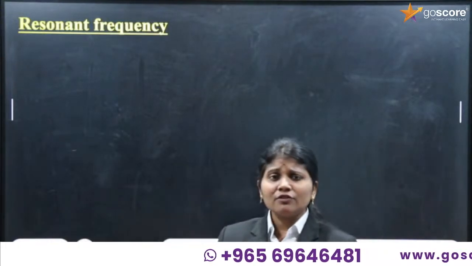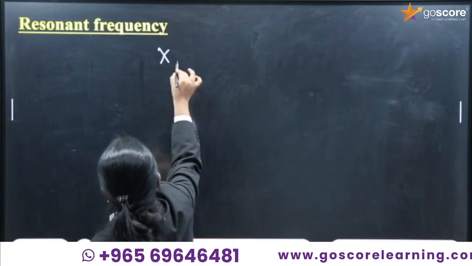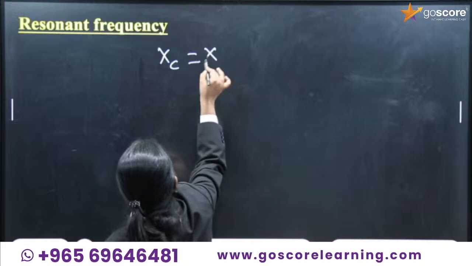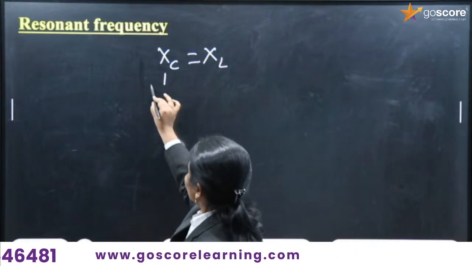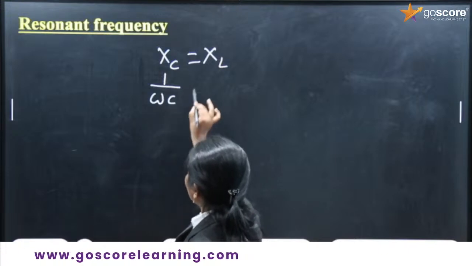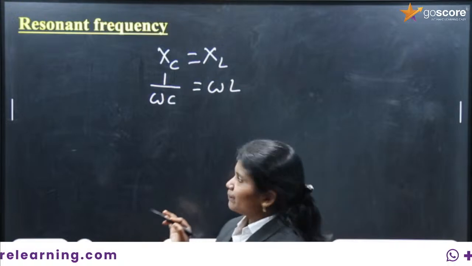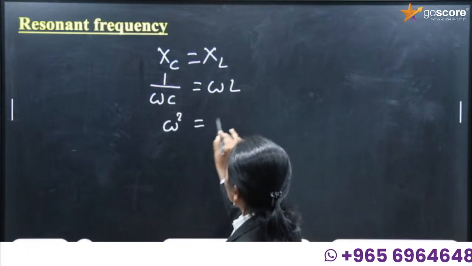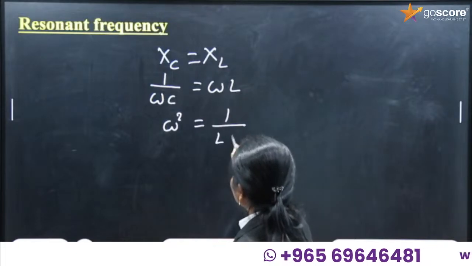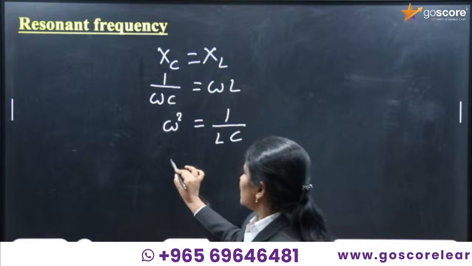What is the condition for resonance? Xc is equal to XL. What is the formula of Xc? 1 by omega C. For XL, it is omega L. Then omega square is equal to 1 by LC.